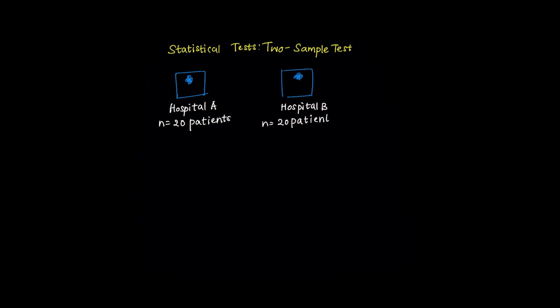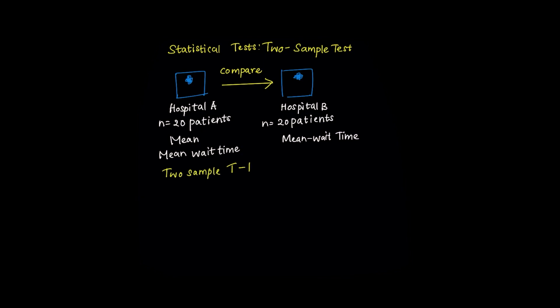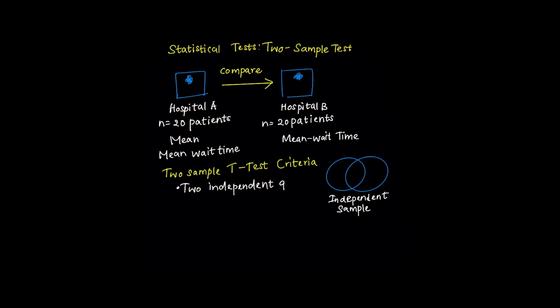Think about what makes this a two-sample t-test situation. You have two completely separate independent groups of patients from two different hospitals. The patients in Hospital A have no relationship to the patients in Hospital B. They're independent samples. You're comparing the mean wait time from one hospital to the mean wait time from the other hospital, and your sample sizes are small, 20 patients each, which is less than 30. The two-sample t-test, sometimes called an independent samples t-test, is specifically designed for exactly this situation.